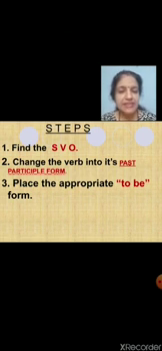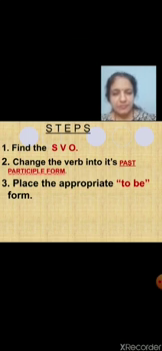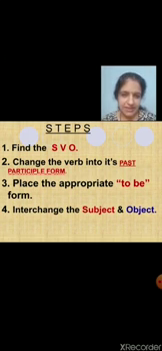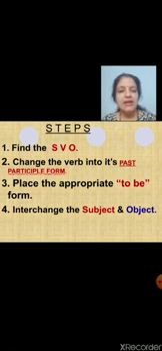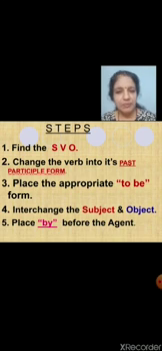The third step, place the appropriate to be form. You need to place the appropriate to be form of the verb. We are also going to learn which are the verbs to be used in the to be form. And in the fourth step, you need to interchange the position of the subject and the object. We need to understand which is the subject and which is the object in the first step, and in the fourth step you need to interchange their positions. And the last step, you have to place by before the agent.